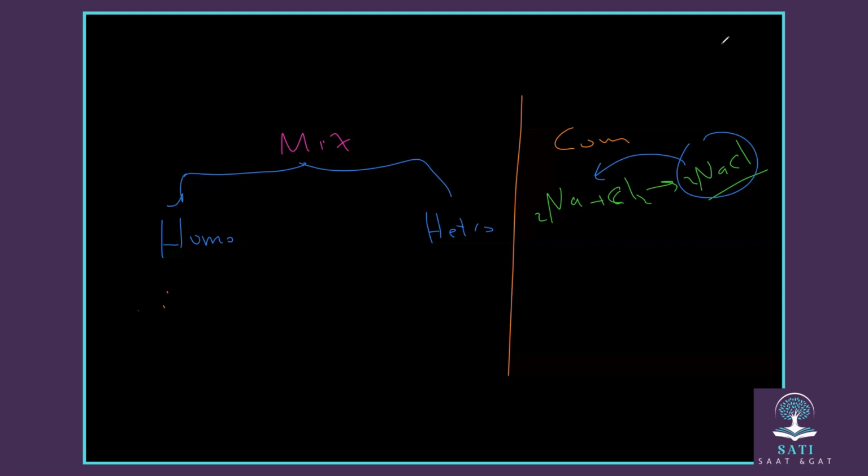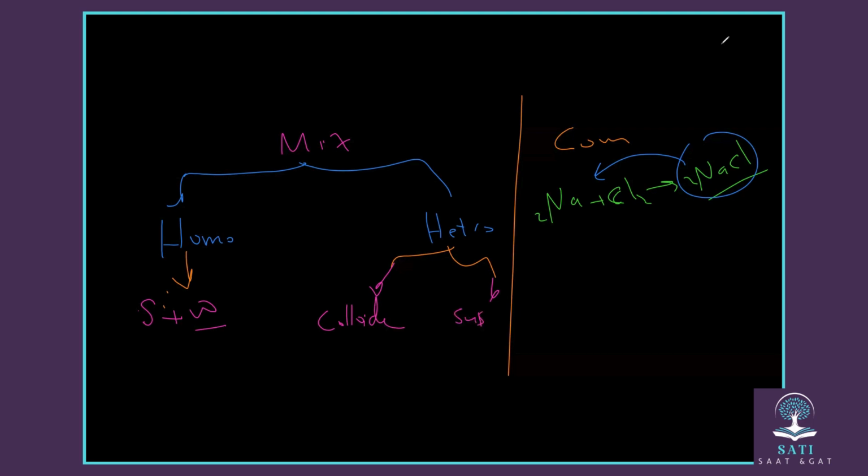But in heterogeneous mixtures, you can distinguish between the components. Like when I have sand in water, I can distinguish the particles of sand from the components of water. I can see it using my eye. So this one is called a heterogeneous mixture. The other one is hard to distinguish, like sugar inside water.